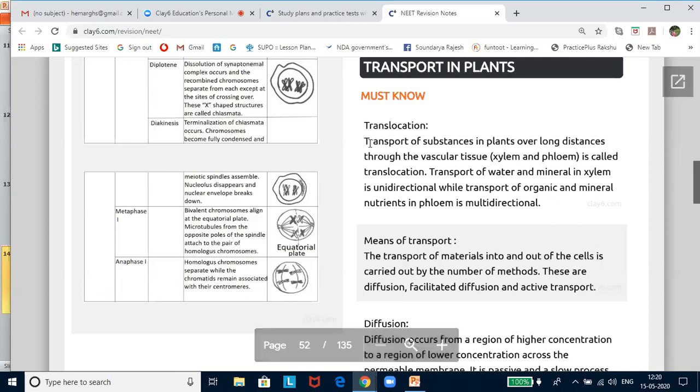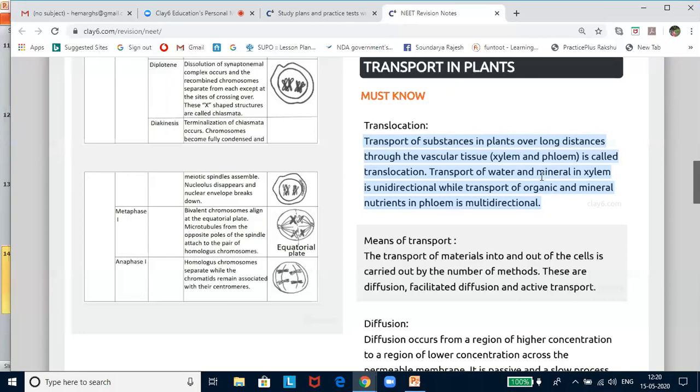So, translocation can be defined as transport of substances in plants over long distances through the vascular system, xylem and phloem. Transport of water and minerals in xylem is unidirectional, while transport of organic and mineral nutrients in phloem is multidirectional.